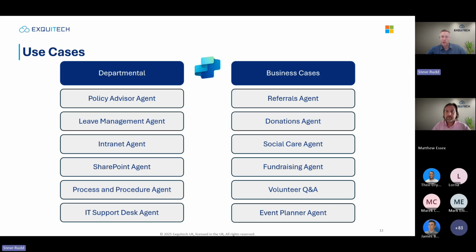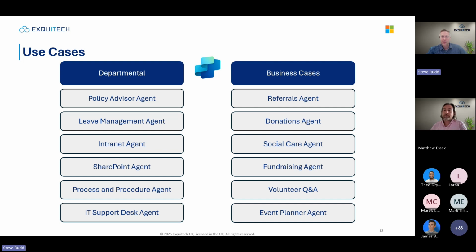Then there's the processes and procurement agent. That's ideal for frontline workers, people on mobile phones. Rather than having to actually search for data, they can use real-time language, ask questions, and be provided that information back. Really helpful for shift workers.